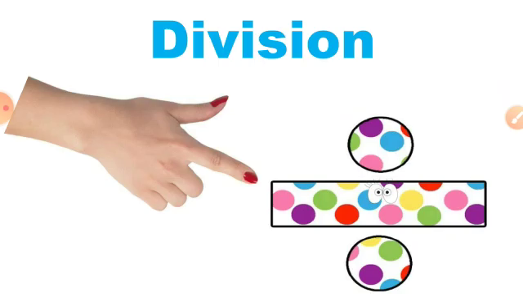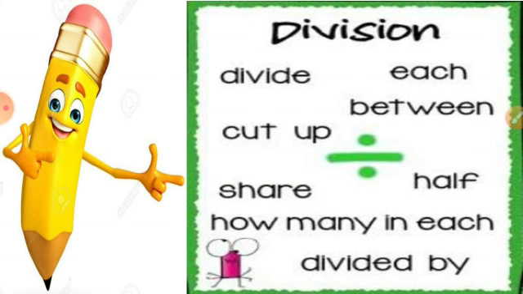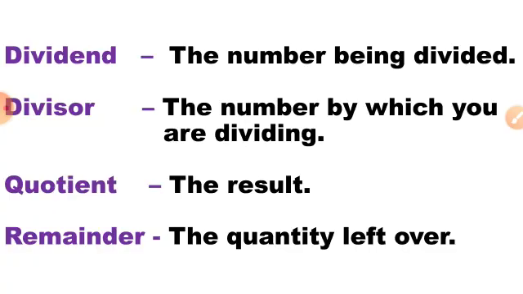Let's see about division. Division has some keywords. They are divide, each, between, cut up, share, half, how many in each, and divided by. Division has four concepts. They are dividend, divisor, quotient, and remainder.